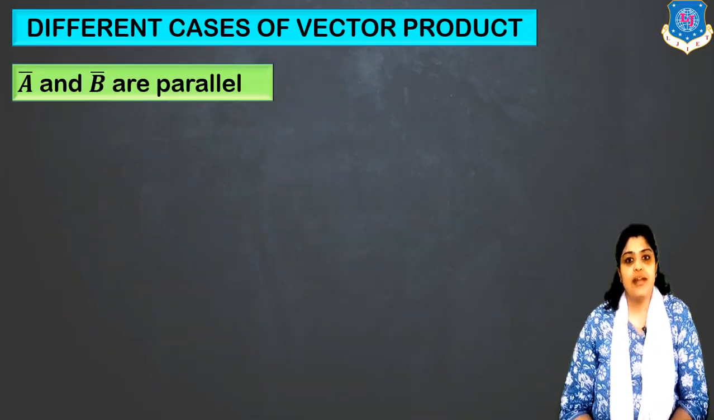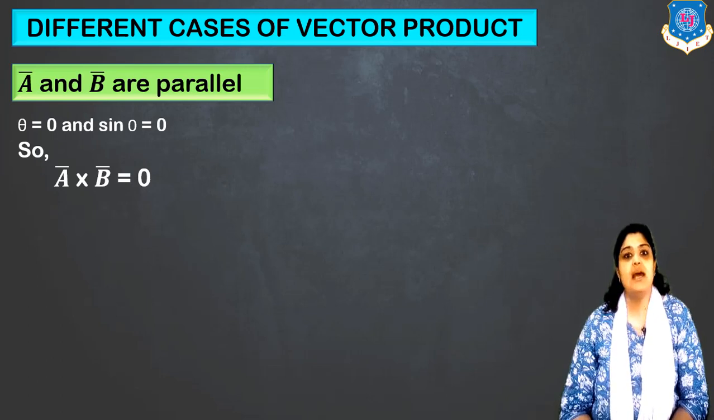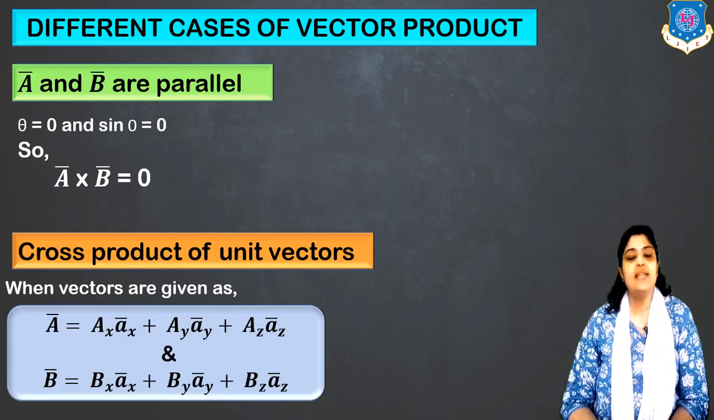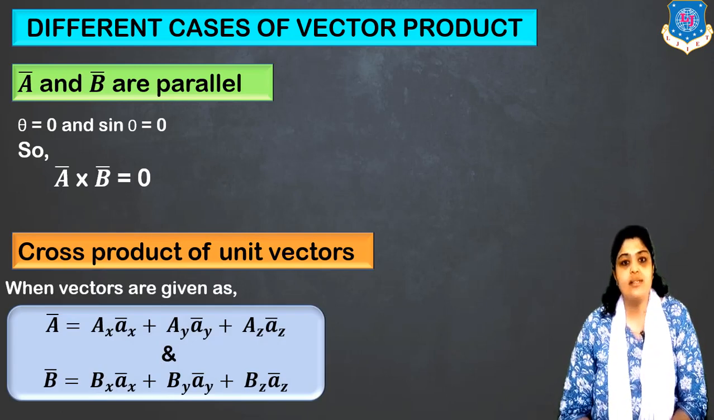Now the different cases of vector product. Suppose A and B are parallel to each other, so theta is equal to 0. I would get A cross B is equal to 0. Now I'll take the cross product of unit vectors.